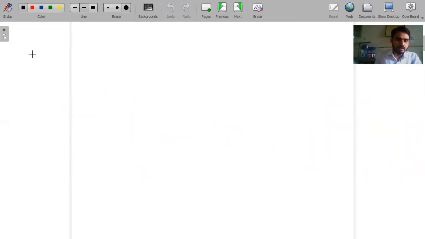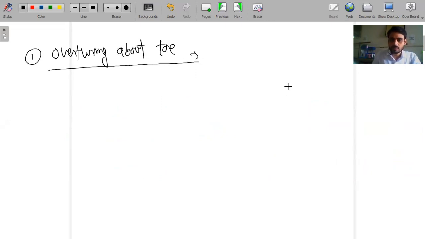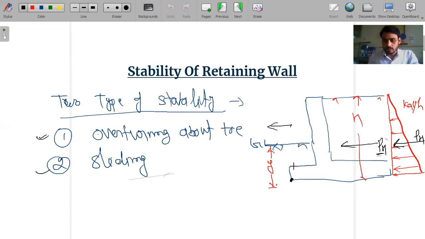So if we talk about overturning about the toe, the retaining wall can be overturned about the toe, and the overturning moment will be equal to the moment applied by the horizontal thrust about the toe. That will be equal to the horizontal thrust and the distance of horizontal thrust from the toe. That will be equal to h by 3, the 1/3 of the height. That particular distance will create the overturning moment.